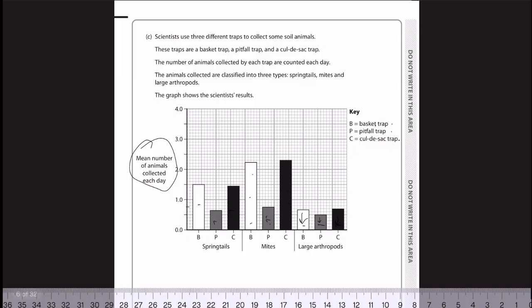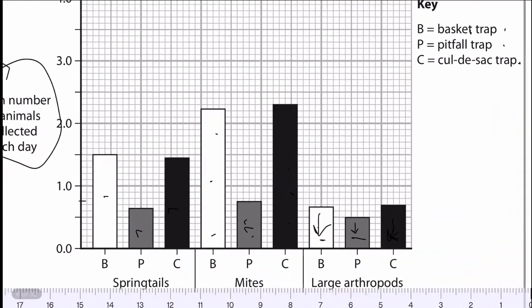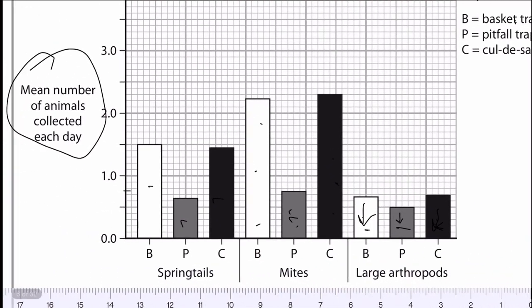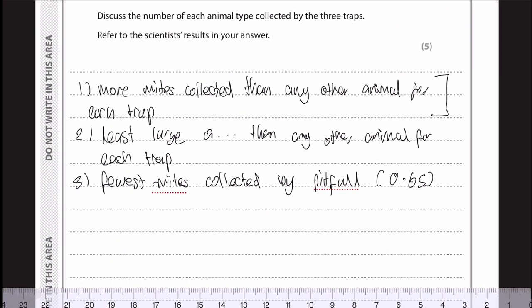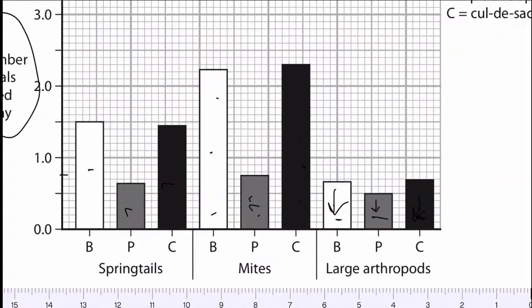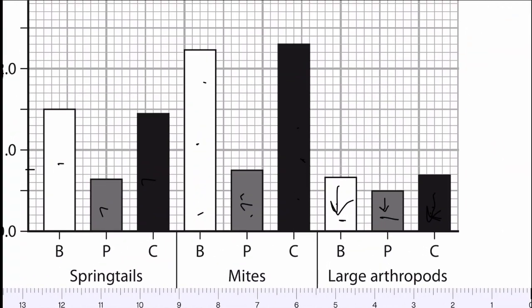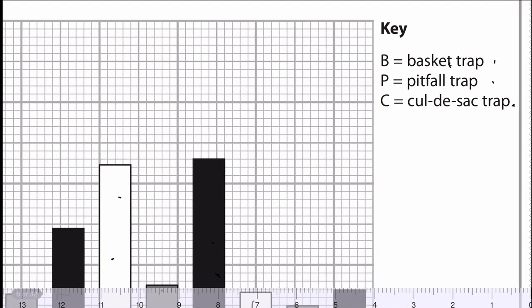0.65, and we can mention the unit as well, but for the sake of time I won't write the whole thing down because the unit is quite long: mean number of animals collected each day. That's a pretty good thing to mention because it allows us to use a figure from the graph, and it's pretty easy to spot that for the mites, pitfall trap provides the least.